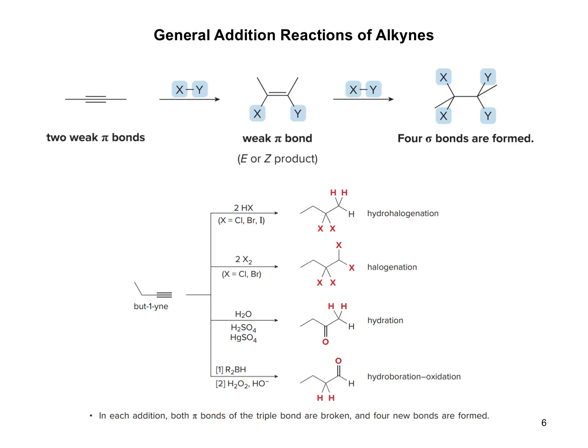Very similar to alkenes, alkynes undergo addition reactions because they contain relatively weak pi bonds. And so two sequential reactions can take place. You can add one equivalent of a reagent to form an alkene, and then you can add a second equivalent of a reagent, and then you can form 4 sigma bonds.